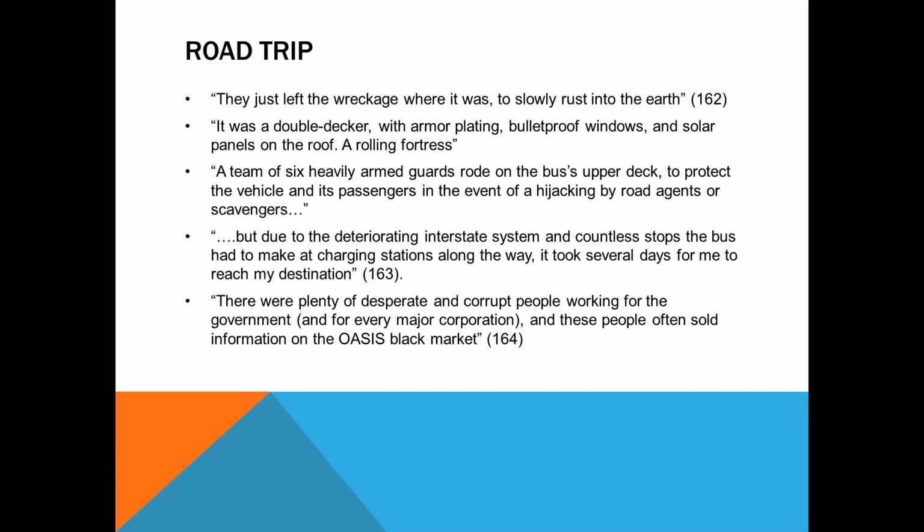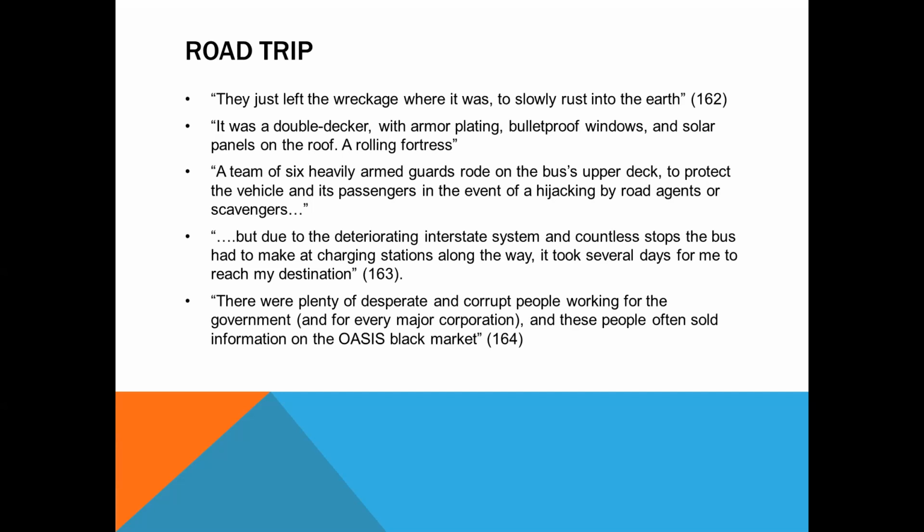The bus is described as being a double-decker, fully plated with armor and bulletproof windows, as well as some solar panels on the roof for a fuel source. A team of six heavily armed guards rode on the bus's upper deck to protect the vehicle and its passengers in the event of a hijacking by road agents or scavengers. Again, we get a parallel take on a popular culture piece like The Road Warrior, indirectly referenced here.